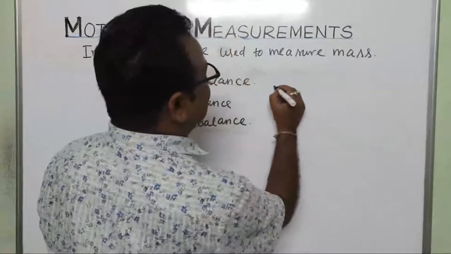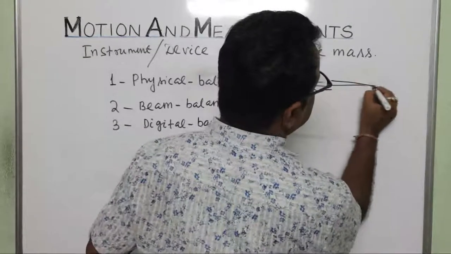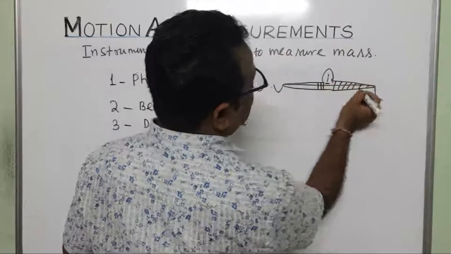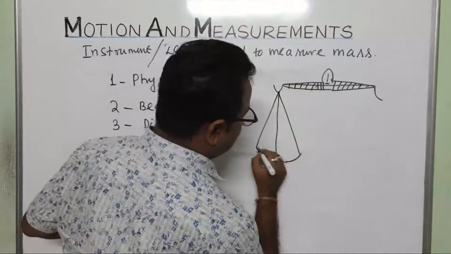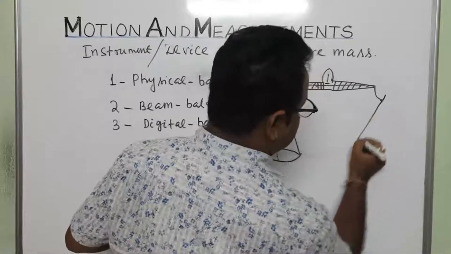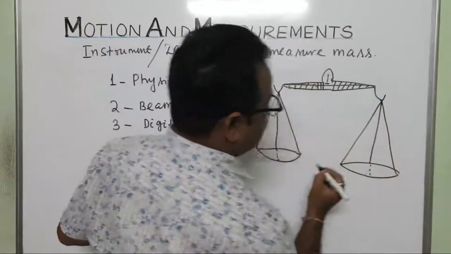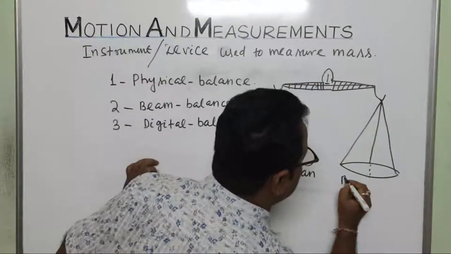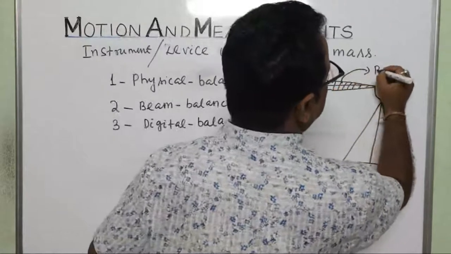Now, see, why beam balance? This is like this, the beam is there. One beam is here like this. I'll show you this figure. Here a pointer is there, this is the beam. Here strings are there, and here also, two sides are there. This is called the left pan, and this is called the right pan. This is the beam.